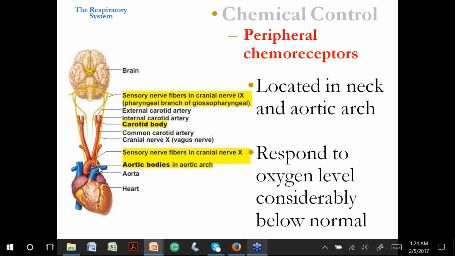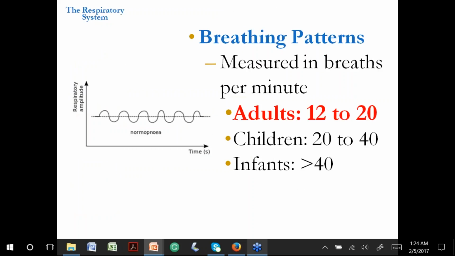Okay, so the other receptors are located in the arch of the aorta and the carotid arteries, and they respond to oxygen levels considerably below normal. So in the central ones it is carbon dioxide, but here these guys are going to monitor the levels of oxygen in the system.